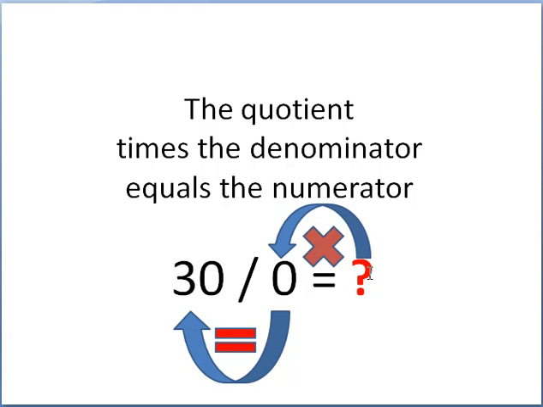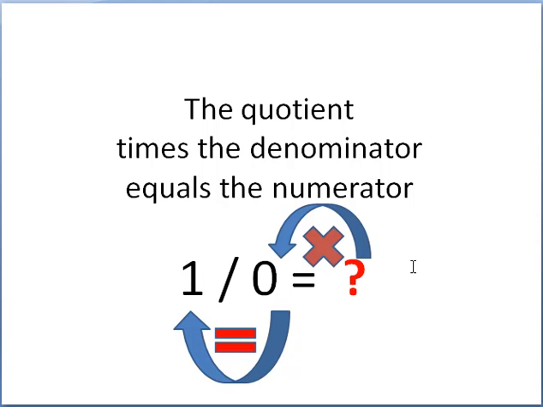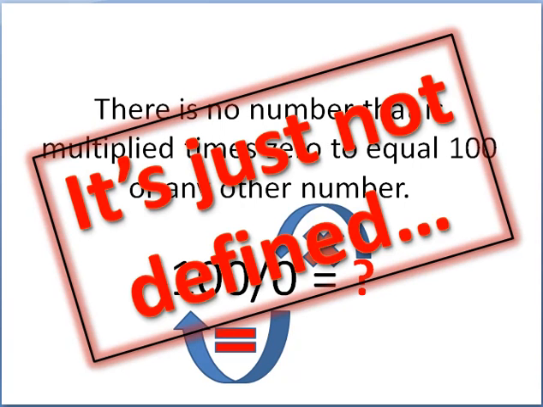The question would be, what number times 0 will equal 30? Well, nothing comes to mind. It's the same thing if we change the numerator to be 20. Nothing comes to mind. There is no number that we can multiply times 0 to equal 20. Doesn't matter what number we pick here. So some number times 0 equaling 1, well, there just isn't one. So in everything that we do in mathematics, it's just not defined to divide by 0.